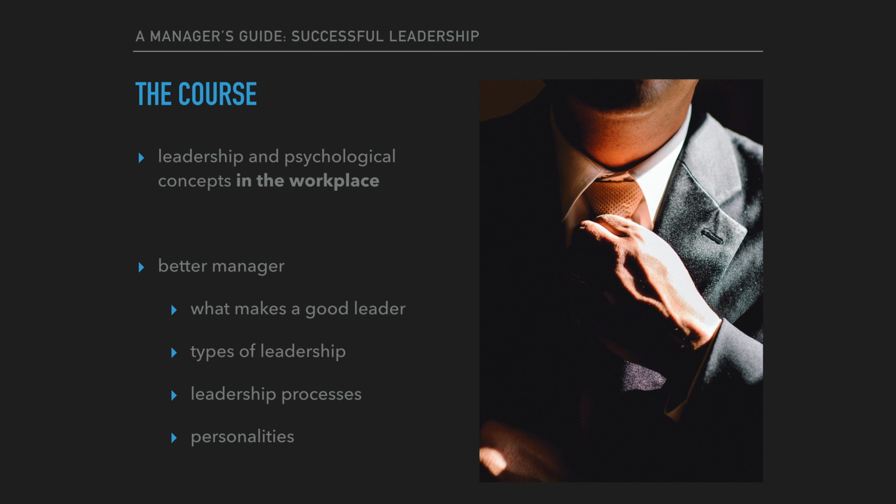This course provides an understanding of leadership concepts present in the workplace. The purpose of the course is to help make you a better manager by providing you with knowledge on what makes a good leader, by discussing the types of leadership, by discussing the methods and processes of successful leadership. The course teaches knowledge from different areas and delivers selective knowledge applicable to aspiring managers, first-time managers, and even to experienced managers who are looking to improve their skills.